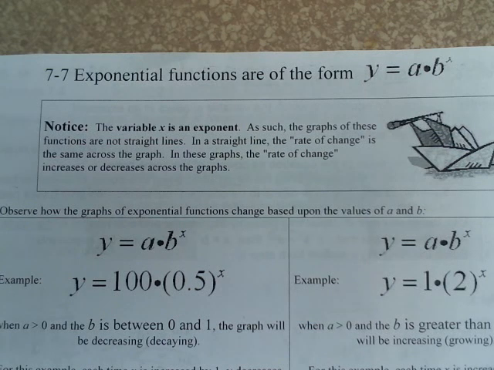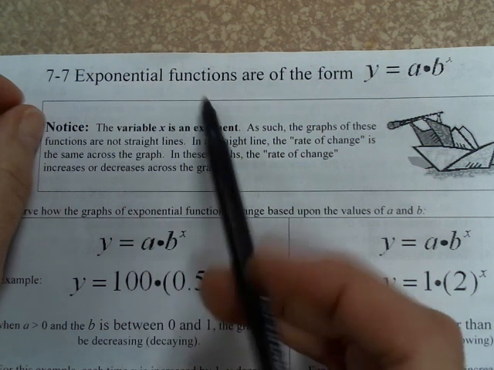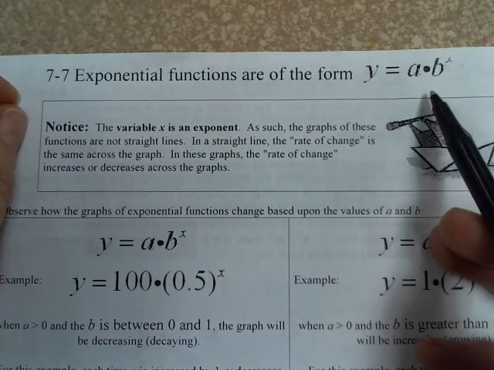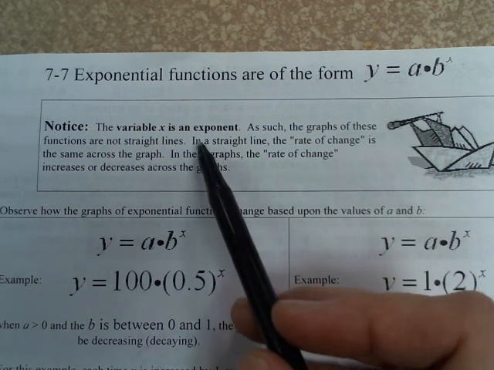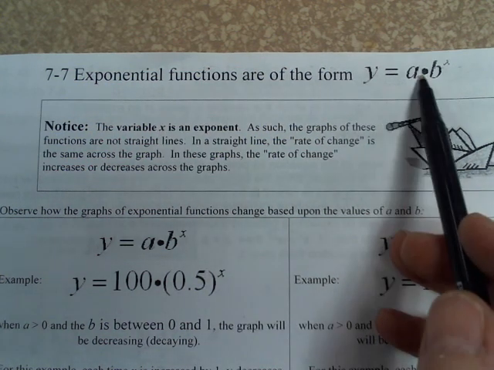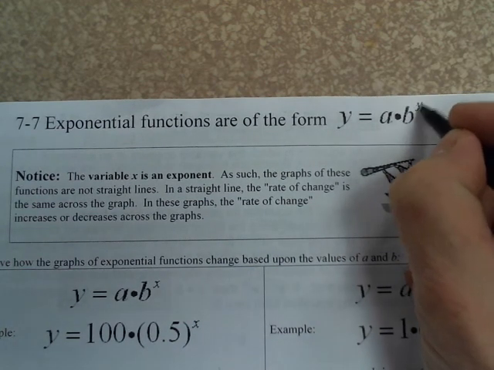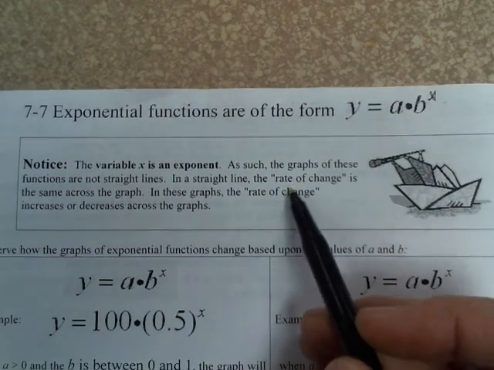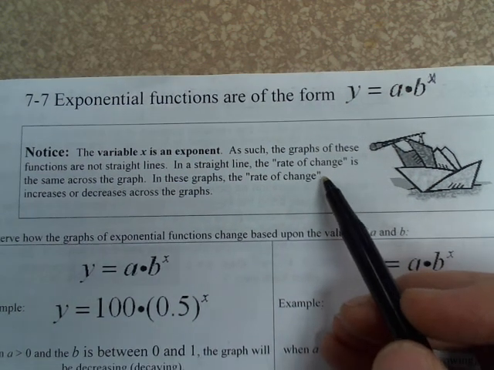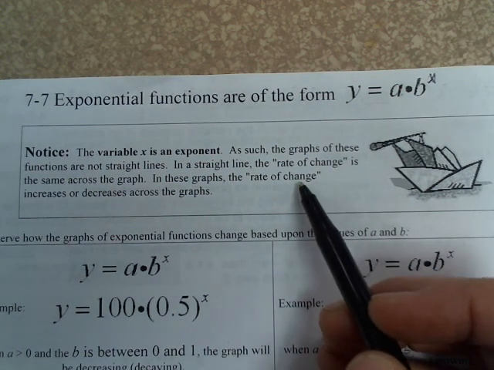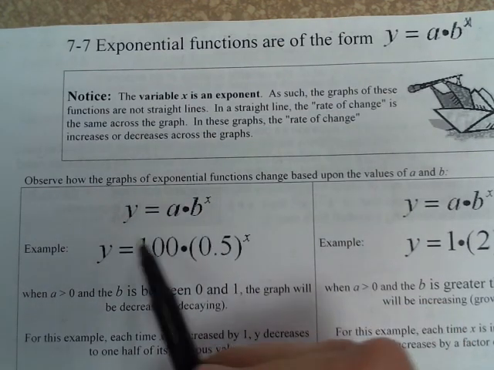Today we're going to talk about Chapter 7-7, a few exponential functions that are going to be typical that you'll see in applications. Remember, with an exponential function, the variable is in the exponent. This is a times b to the power of x. These functions are not straight lines because the rate of change changes across the same graph. So we're going to look at this first example here.